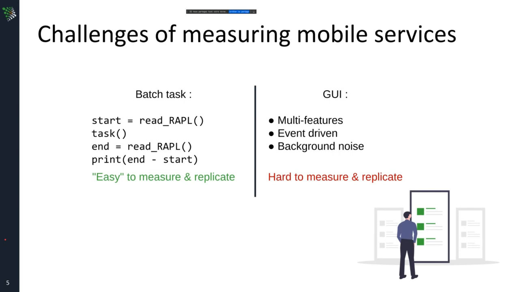generally you can use tools like RAPL or Scaphandre or PowerAPI if you want to monitor energy consumption over time. If you know when a given task starts and when it ends, it's easy to compute how much energy was used by this task, which is fairly easy to measure and to replicate.